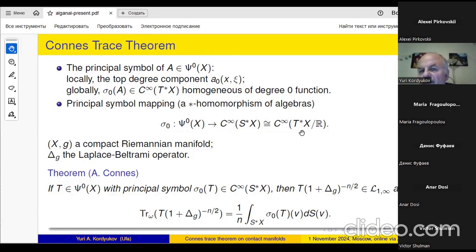So there is a natural action of the real line of t on T*X, just by multiplication. And then the Connes trace formula gives us the following formula. Here we have the operator T multiplied by this power of the Laplacian. But here we have the integral of the principal symbol with respect to the Liouville volume form.